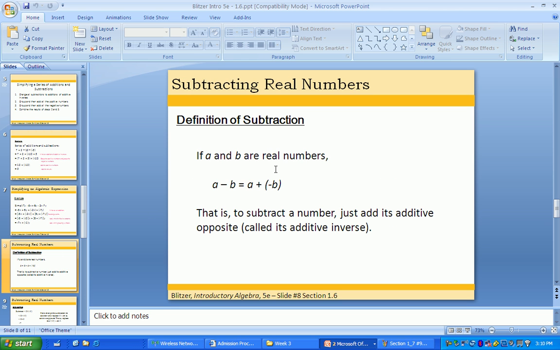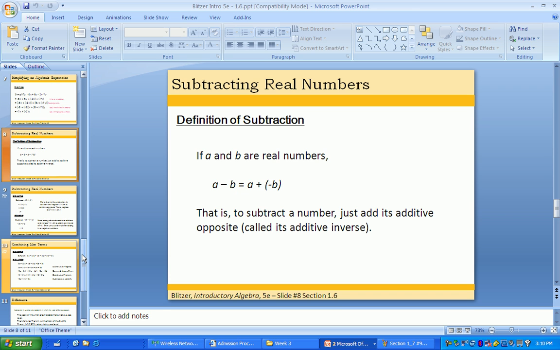So if a and b are real numbers, a minus b is equal to a plus a negative b. We talked about this, and this is called the additive inverse. It's a really clever way to always make sure we're adding. Adding for some people is a whole lot easier than subtracting. So if we can always make it addition, it's easier for some of us.